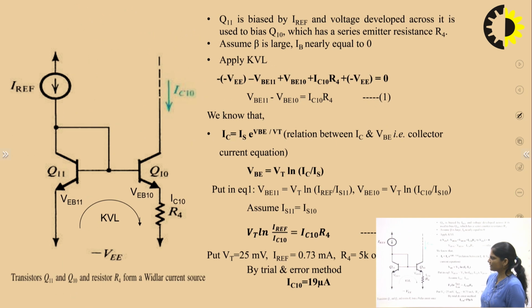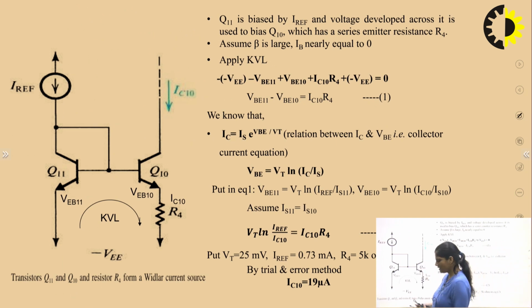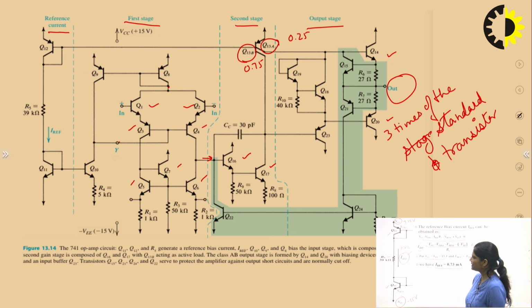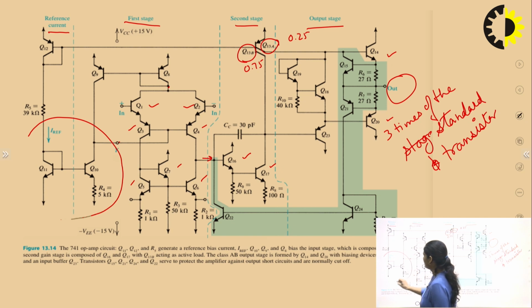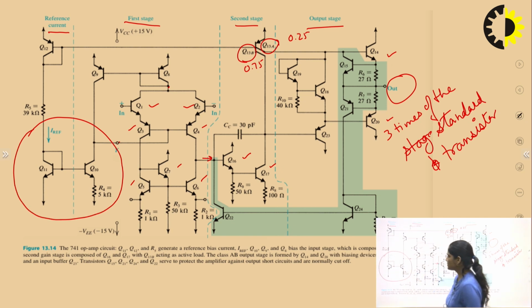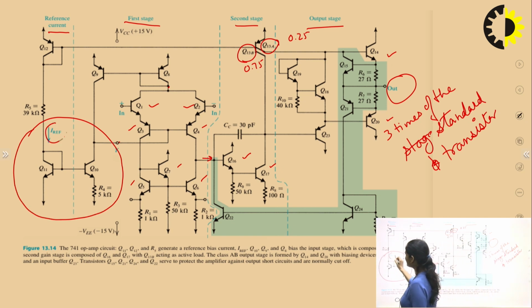Now this is the circuit diagram. This is the circuit of Widlar current source. Now you can see the internal structure. This is your reference current circuit, and this is your Widlar current source circuit. Here I reference is calculated from this reference current bias circuit, and we have to calculate here current at this collector terminal of this Q10.